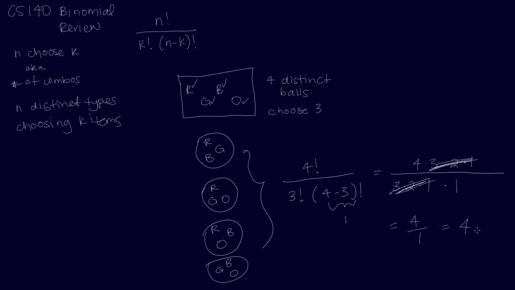I would have 4 different ways of making combinations. So obviously, as you have more distinct balls and your choose number is different, it's going to be hard to do this by hand. So this formula is very, very useful in counting the number of combinations. Again, this is for CS140, the Kino lab, a review on the binomial coefficient.